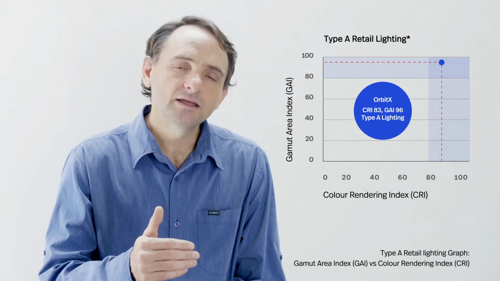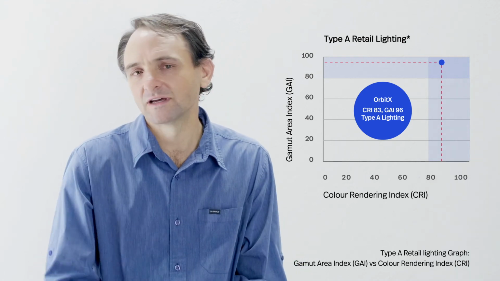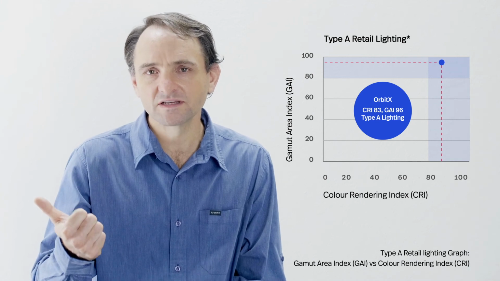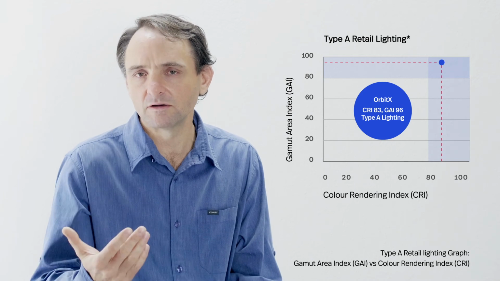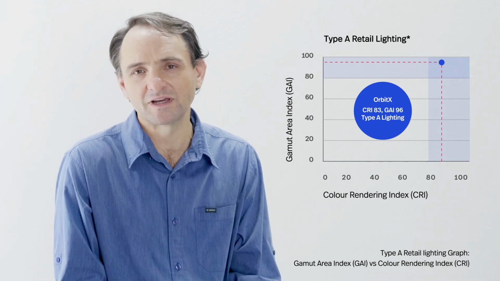So if you want to buy light that mimics South African daylight, look at a correlated color temperature of 5000 Kelvin and light color that complies to Type A lighting, where the gamut area index and the color rendering index are between 80 and 100.